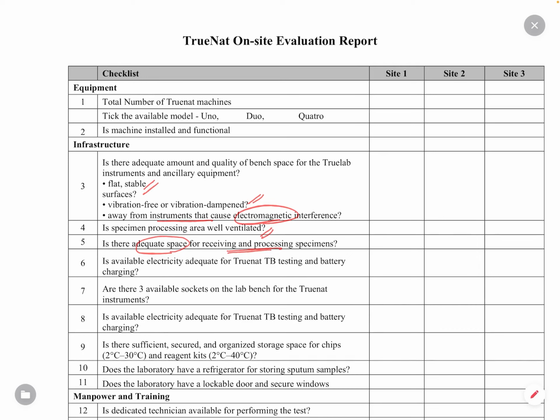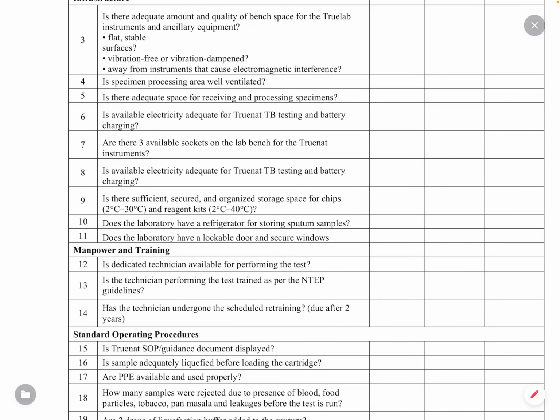Is there available electricity which is adequate for TrueNat testing and battery charging? Are there at least three available sockets? As we know, there are three machines to charge, so are three available sockets present or not? Then we also see, is there sufficient storage space where we can store the chips and the reagent kits? Okay. So chips, as we already discussed, it's better for you to store in the refrigerator, not in the freezer compartment, but inside the refrigerator.